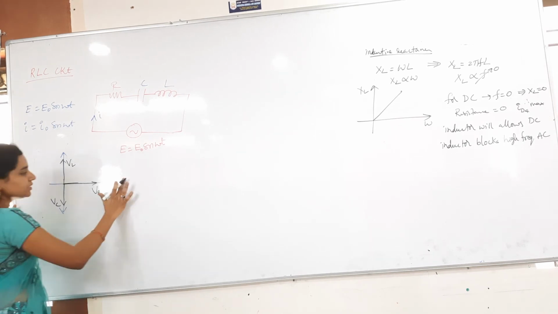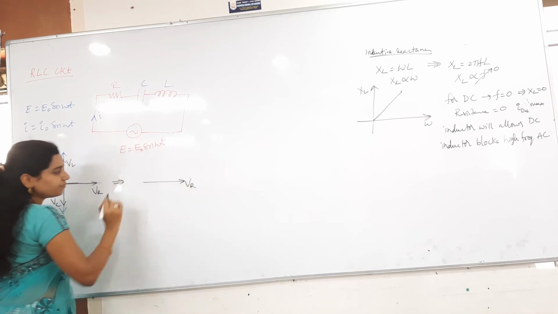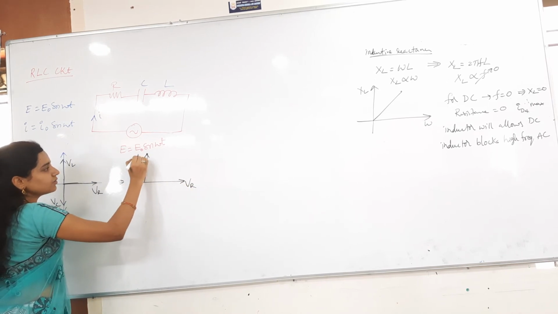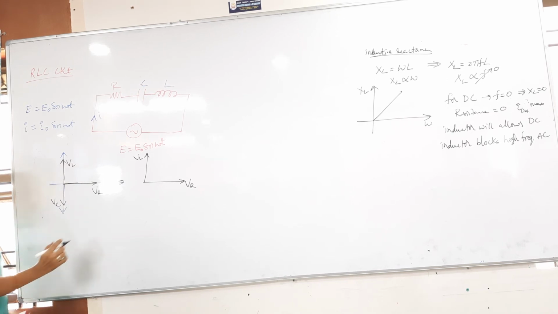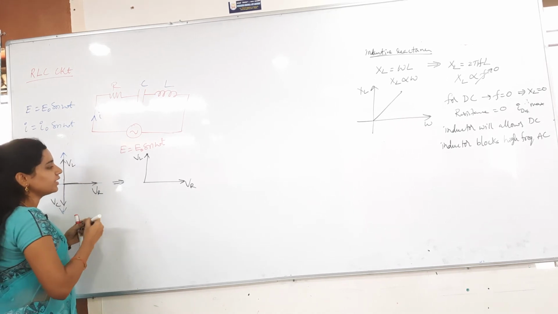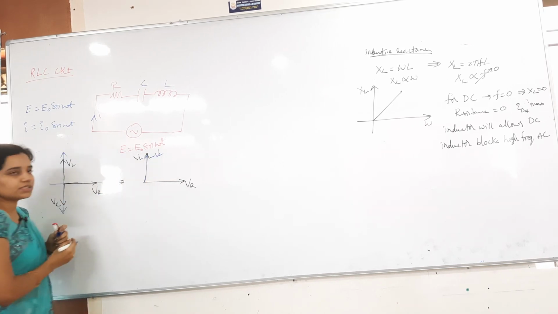For simplicity's sake, I keep VR like this only, VL also like this only. What I am doing is taking this VC above like this. So what will you get? Minus VC, na? Minus VC. Obviously in which axis is it? Negative y axis. So I will just lift it and keep it like this. Then what we are getting is minus VC coming here.